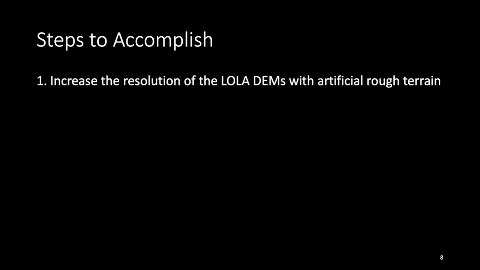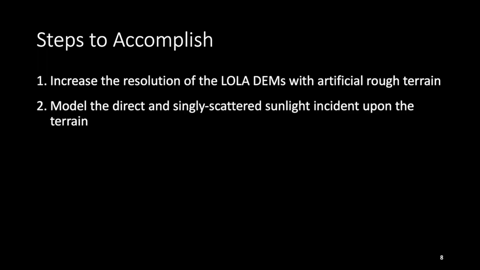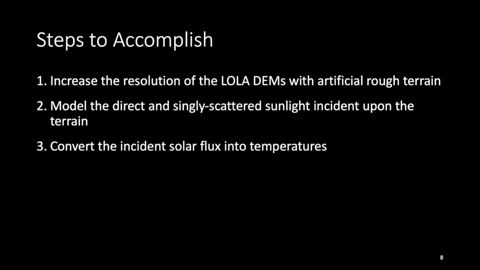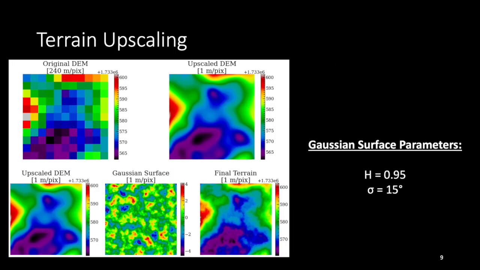With that background information under our belt, we can move on to the work that I have been doing. The methods can be divided into 3 sections. First, we will have to generate the terrain that we will be working with. Next, we have to model the sunlight that is incident upon that terrain. And finally, we need to convert the incident solar flux into temperatures. To generate our terrain, we take the 240 meter per pixel digital elevation model created by the Lunar Orbiter Laser Altimeter and interpolate it to our desired resolution of 1 meter per pixel.